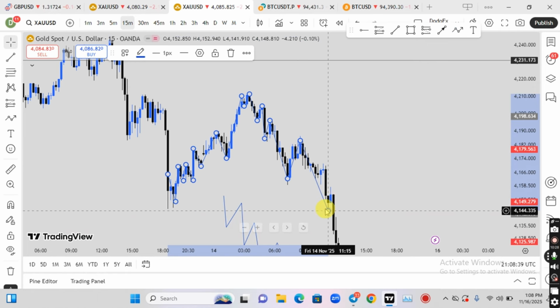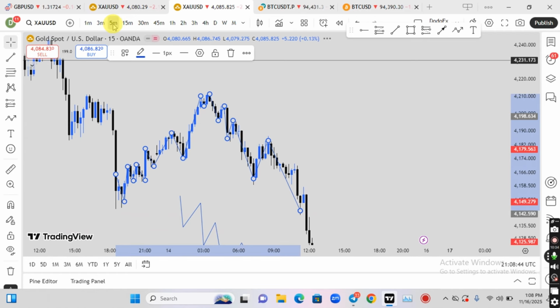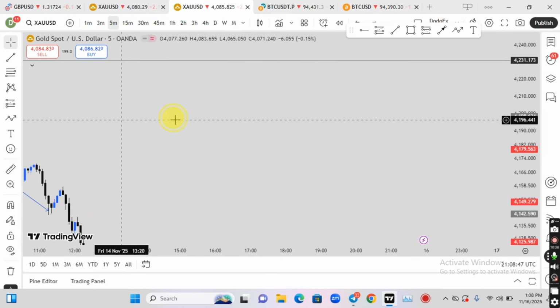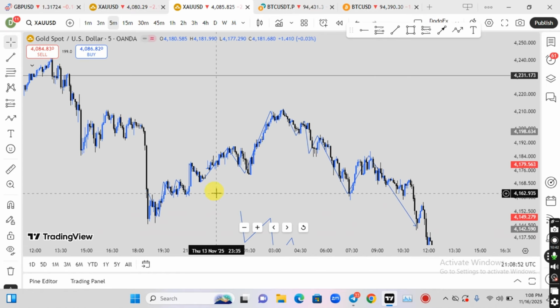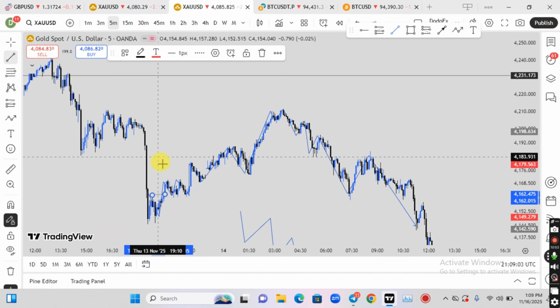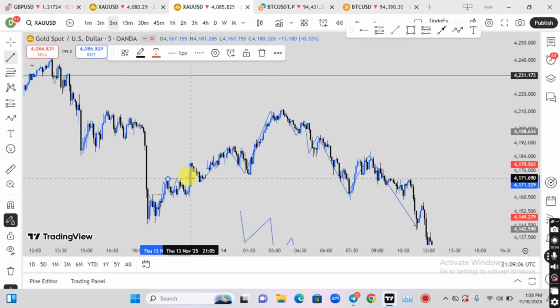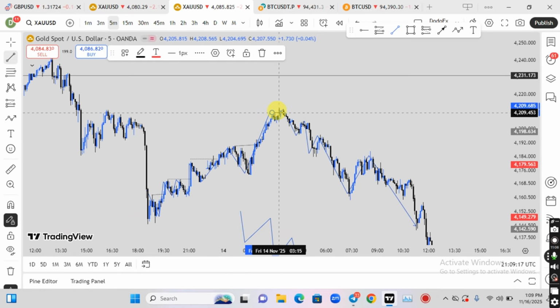I want to show you something here. If I go to a lower time frame, let's say 5 minutes, it gives us a clear version here. What do you notice? There's a break of structure here. There's a clear break of structure here. Another break of structure here again. Another break of structure here again. Another break of structure here again. Then there's another break of structure here again.